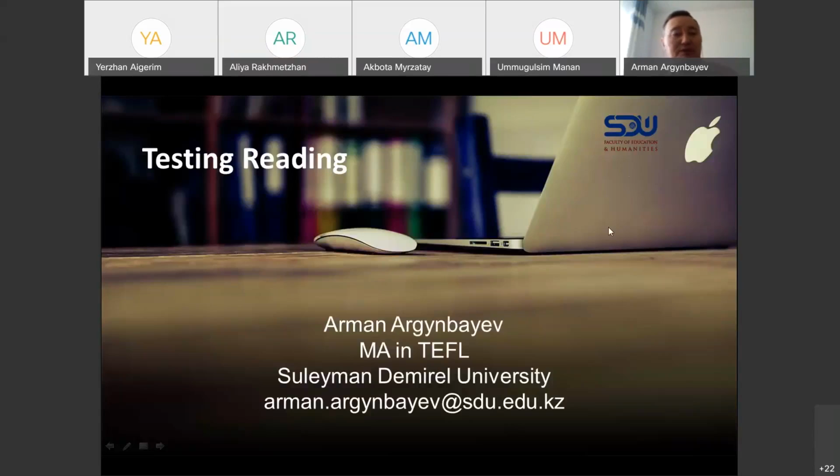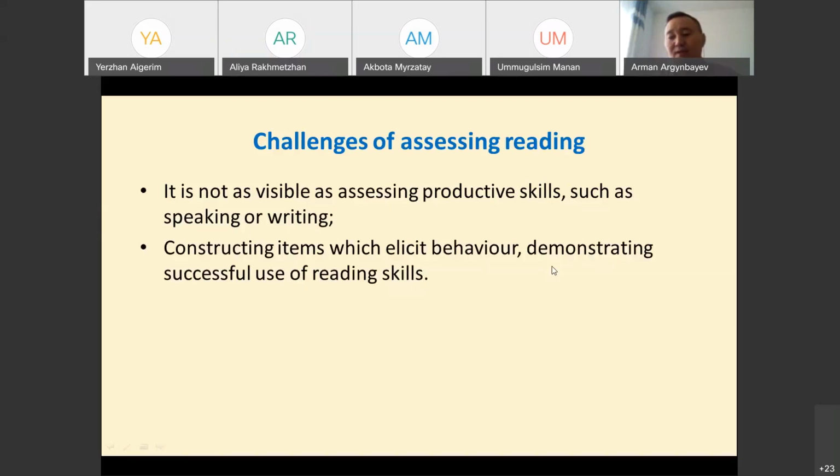Alright guys, today's topic is testing reading. When testing reading, we have a few challenges when assessing, which is difficulty assessing a skill, because it's not as visible as a productive skill, like speaking or writing. And constructing items which elicit appropriate reading behavior is actually challenging.